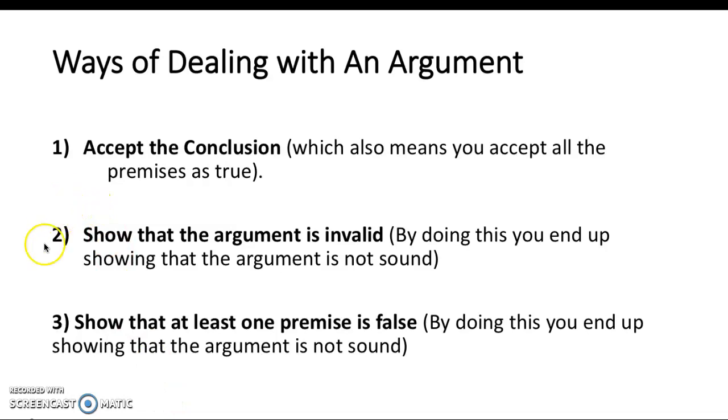Note that these 2 options, if you do either of these, you simultaneously show that the argument in question is not sound.